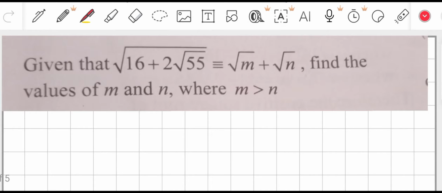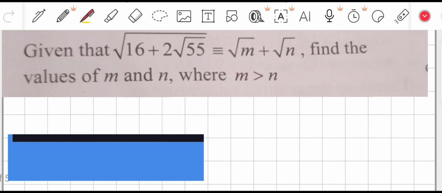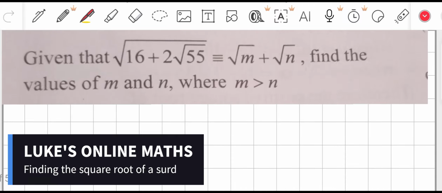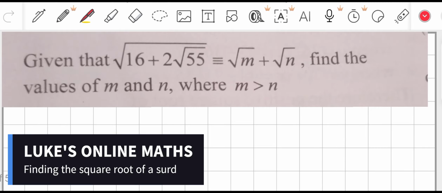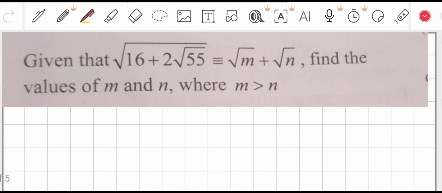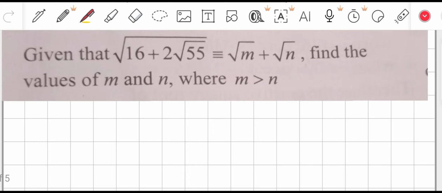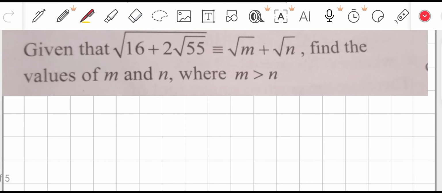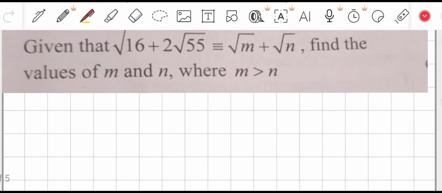So in this question, we are asked to find the value of root m and root n, which makes the right part of the expression equal to the square root of the expression 16 plus 2 root 55. And I'm told that m should be greater than n. That is, one term should be greater than the other term.